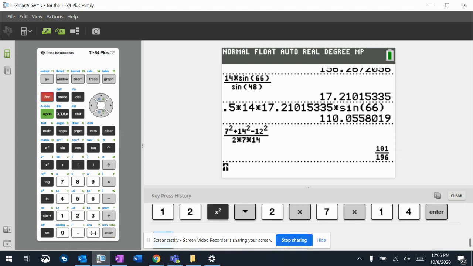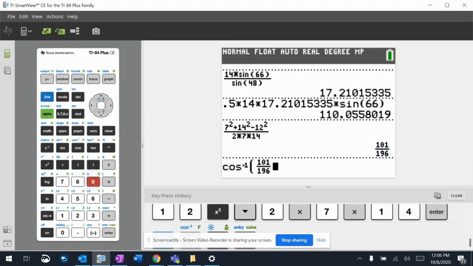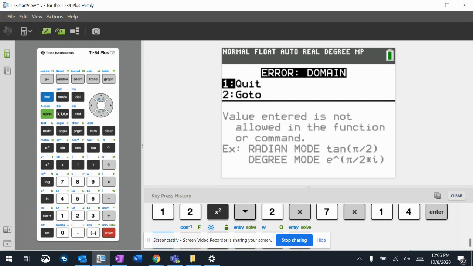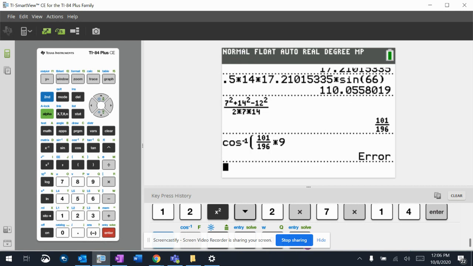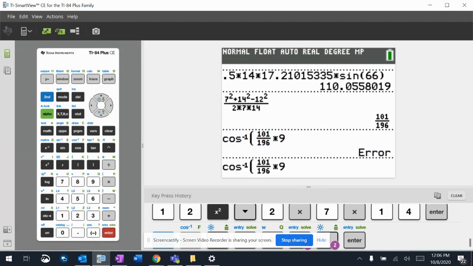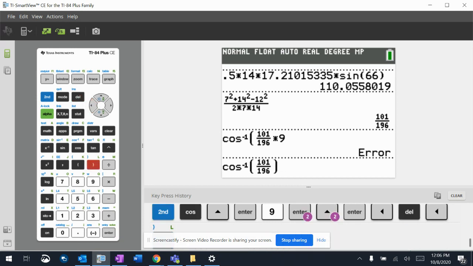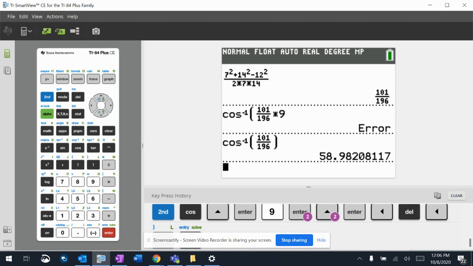So then I'm going to second cosine that angle right there. And I don't know what's going on there. Let me see what I did wrong. Oh, I did times 9 on accident. So 58.982.